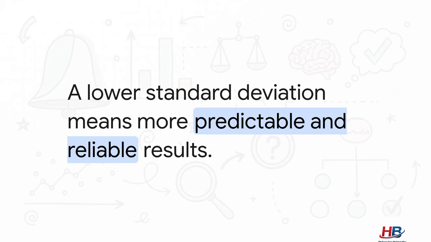So the huge takeaway here is that consistency really, really matters. Sometimes a slightly lower average with high predictability is way more valuable than a high average that's all over the map. A lower standard deviation is a sign of reliability. It's a sign you can count on it.